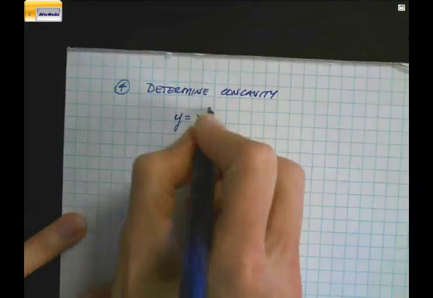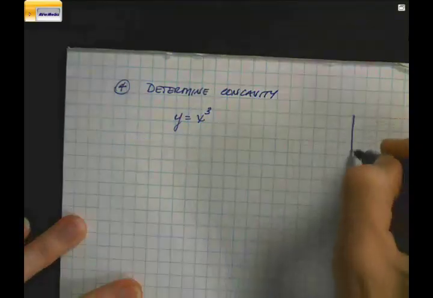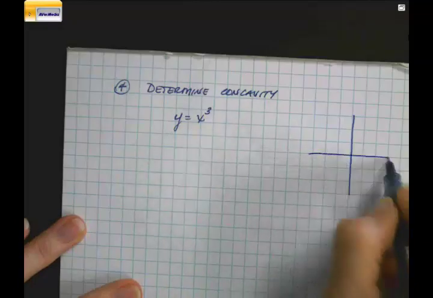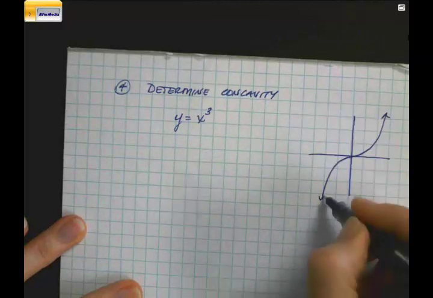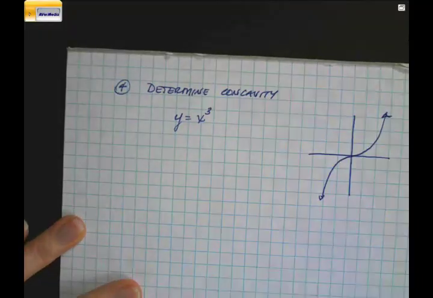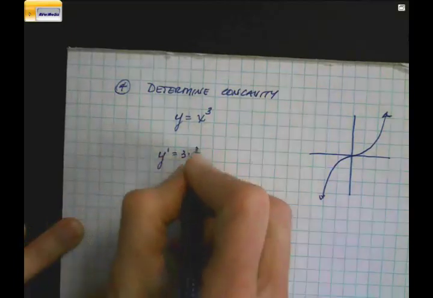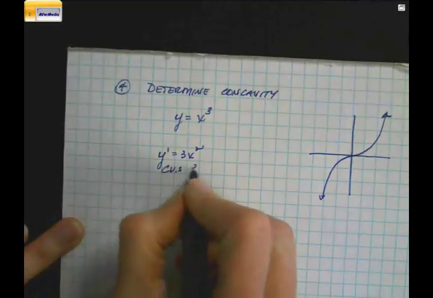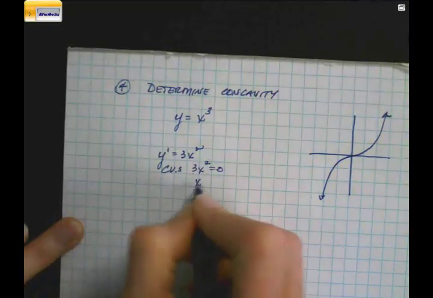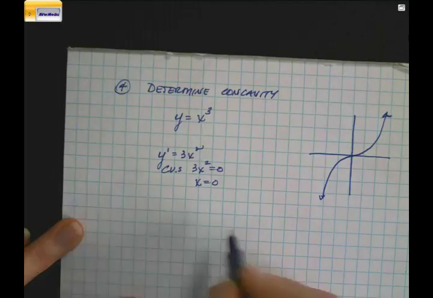Suppose we just have the basic graph we all know everything about, which is y equals x cubed. We know what y equals x cubed looks like. It looks something like this. That's our x cubed graph. So let's take the first derivative. The first derivative is 3x squared. If I want to know the critical values, I set 3x squared equal to 0, which means x is 0. So x equaling 0 is a critical value on the first derivative of this function.